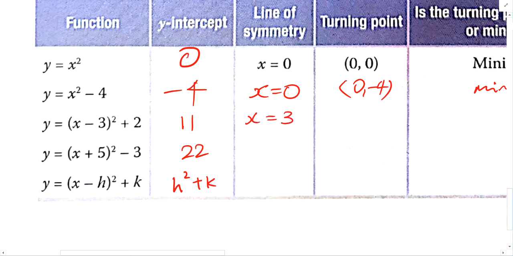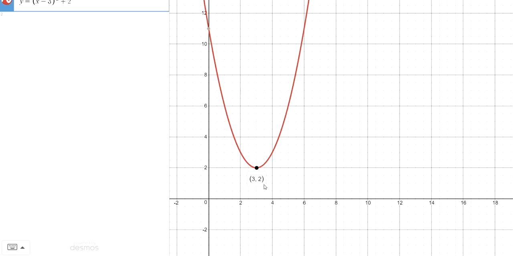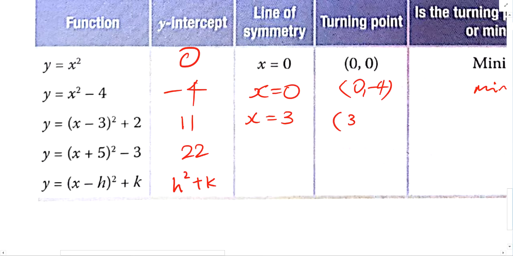X equals to 3. What about the turning point? What's the turning point? This one, right? 3, 2. Okay, let's fill it in. And this is a minimum point. Okay, now we have 3 examples already. We are sure the y-intercept is done by letting x go to 0 and we find out the value of y. Is there some sort of pattern for us to tell the line of symmetry?